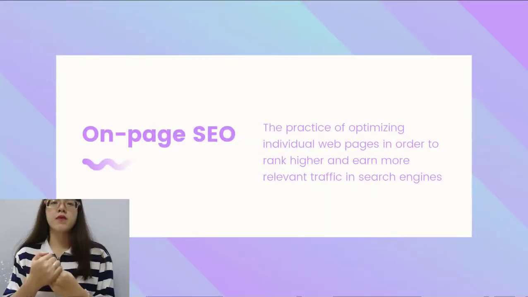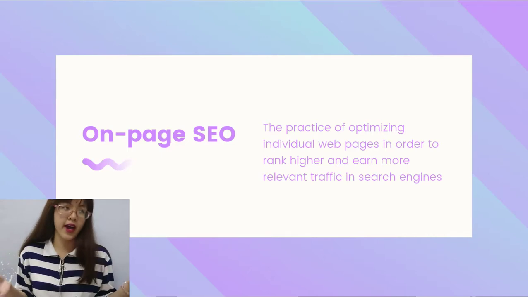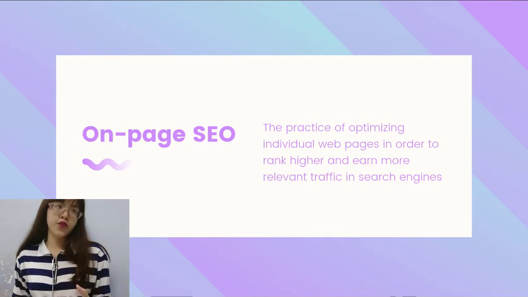In the first part, I'm going to tell you about the definition of on-page SEO. I have mentioned it in the last video, but now I will repeat it to make it easier to remember and to keep track of the other things in this section. So on-page SEO is the practice of optimizing individual web pages in order to rank higher and earn more relevant traffic to your site. So that is the definition of on-page SEO.